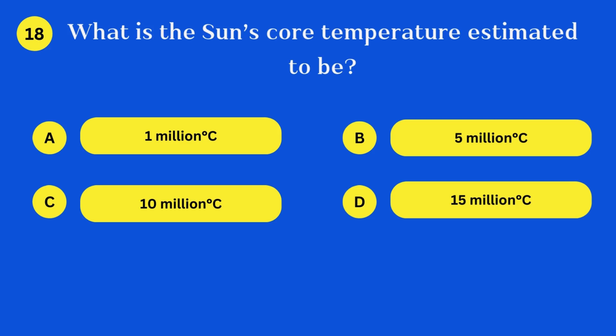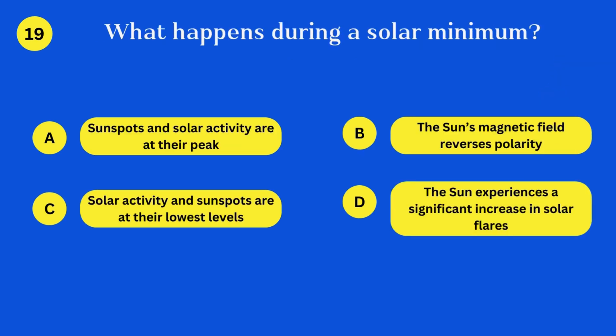B. 5 million degrees Celsius. C. 10 million degrees Celsius. D. 15 million degrees Celsius. Answer is D. 15 million degrees Celsius. What happens during a solar minimum?